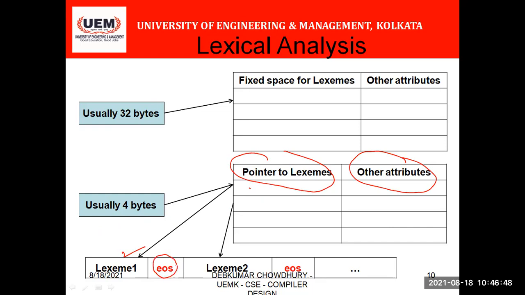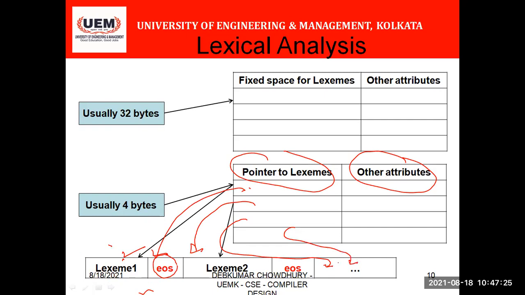For example, every string is ended with the help of the null character. Just in the same way, every lexeme is ended with the end of string or end of lexeme symbol. S stands for string or lexeme. Please try to understand that. So this pointer is leading me to the first lexeme. Similarly, this pointer leads me to the second lexeme, this pointer leads me to the third lexeme, and this pointer leads me to the fourth lexeme.